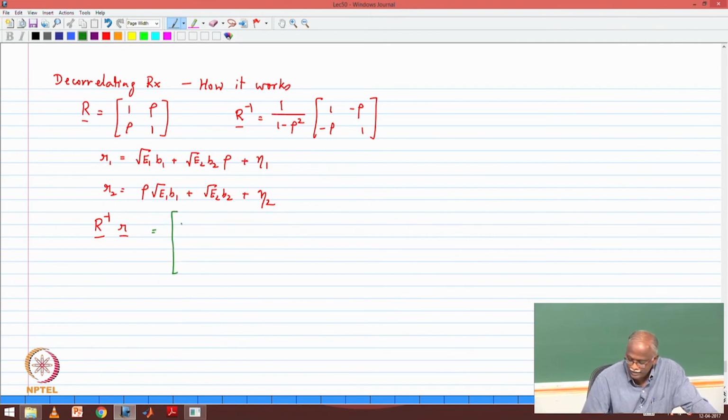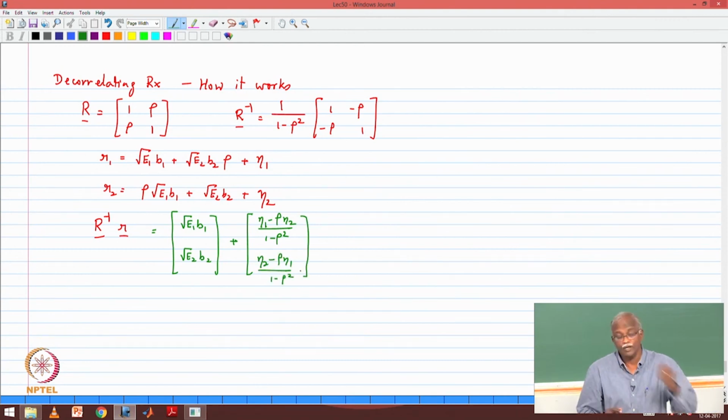The result is square root of E1 B1 plus noise terms, eta 1 minus rho eta 2 by 1 minus rho squared. The second is square root of E2 B2 plus noise terms, eta 2 minus rho eta 1 by 1 minus rho squared. Okay.